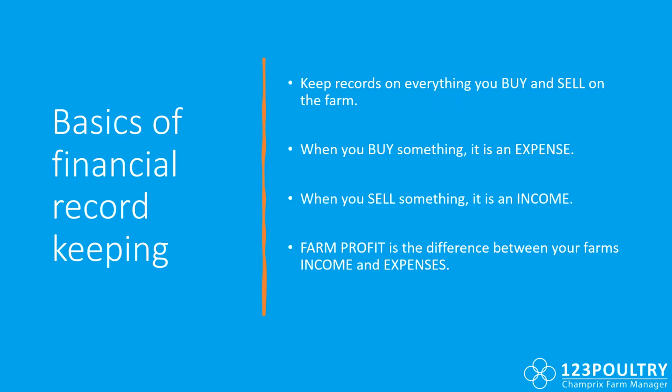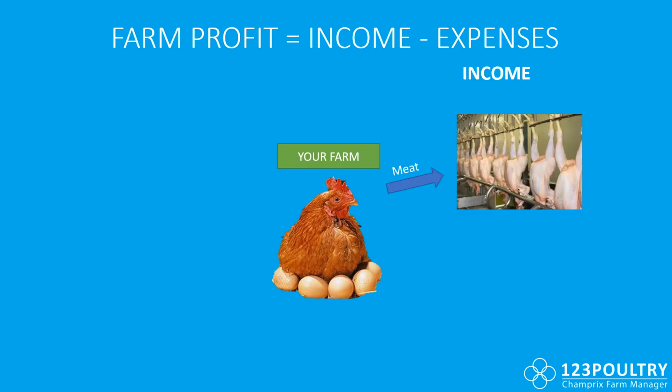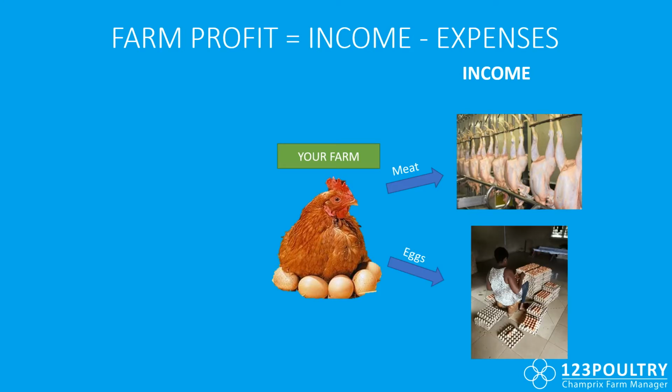To visualize that, you will have your farm in the middle, and you will have an income side and an expense side. First we will discuss the income side. So you might be a broiler farm, then you will be selling meat. Or you might be a layer farm, then you mainly will sell eggs. Of course eventually you will sell meat as well. Some farms sell their manure and feathers, but the majority of the income will be meat and eggs. So that will be your income side.